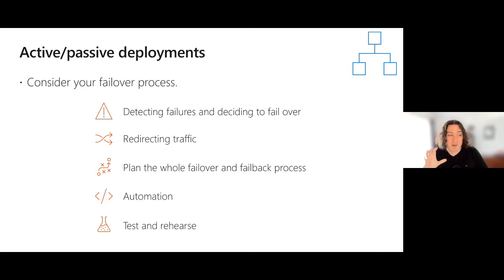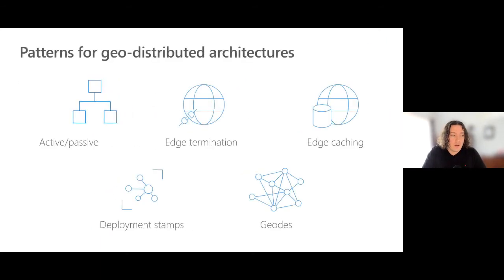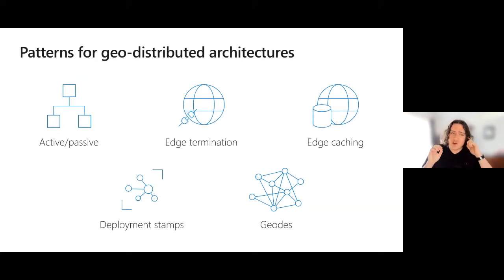And then the last thing I want to mention on this is that you really need to test and rehearse. So you need to make sure you've tried the entire failover process and you've made sure that everything actually works once you've completed that failover and then the failback. All right, so that's the first pattern I want to talk about, which is that active-passive pattern.